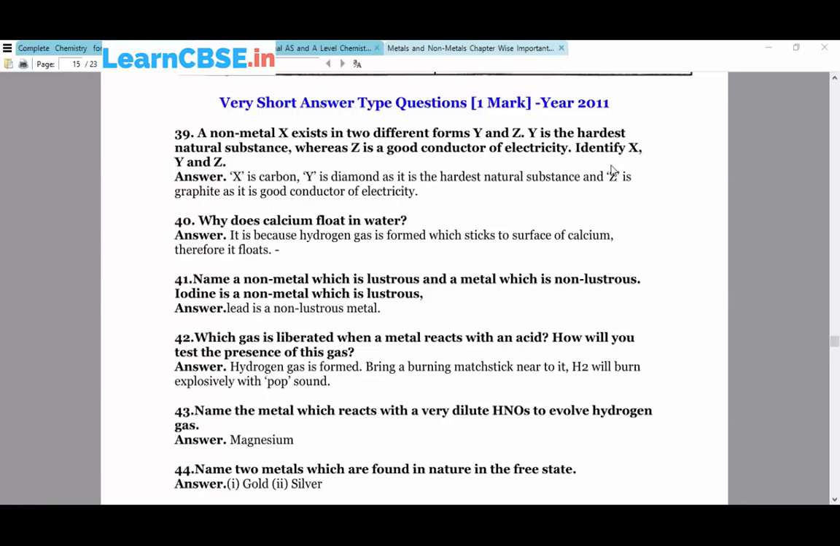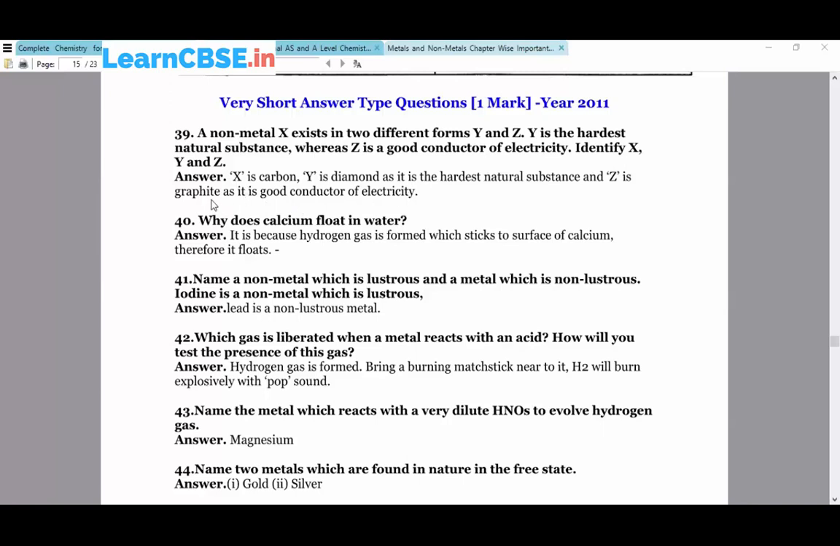So X is carbon, and Y is diamond, as it is the hardest natural substance, because the diamond has millions of carbon atoms attached, each of which has four bonds with four other carbon atoms. So it is one of the hardest known substances. And Z is graphite, as it is a good conductor of electricity.